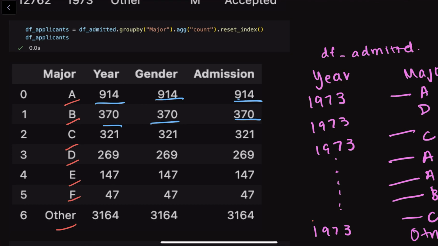And as always, it's very important to remember to reset your index. That just resets this index here, and it's just a little thing to stop pandas from messing up things later.